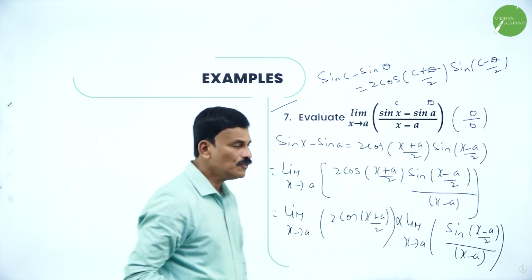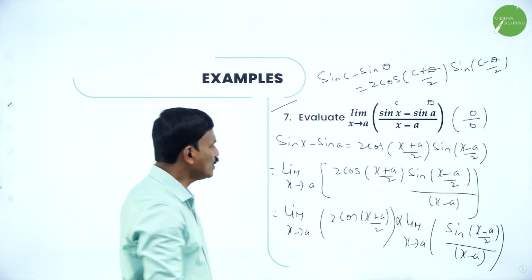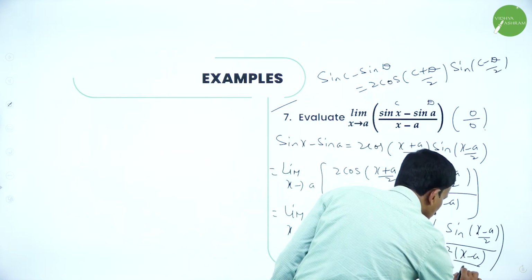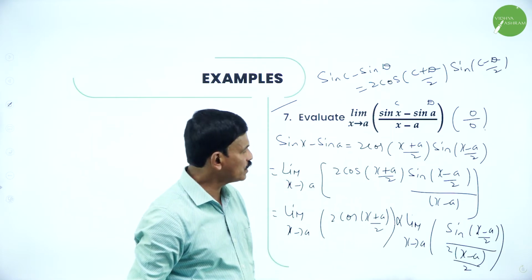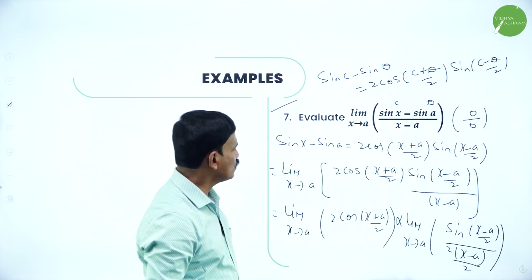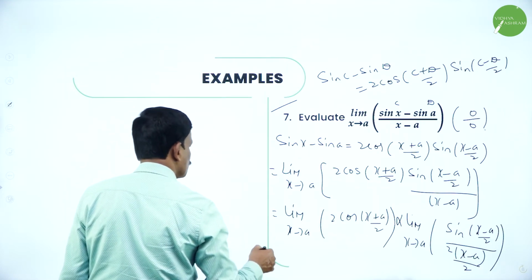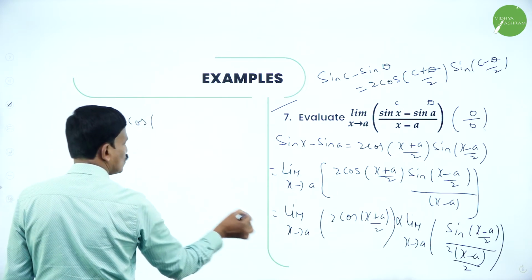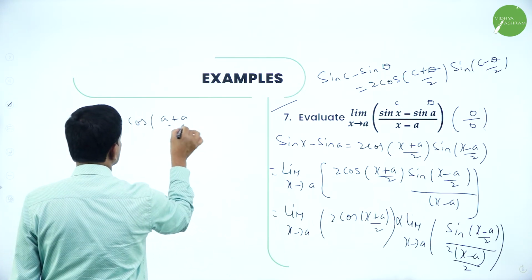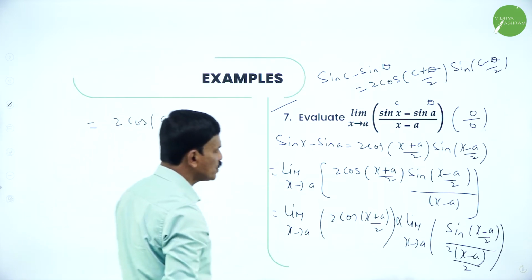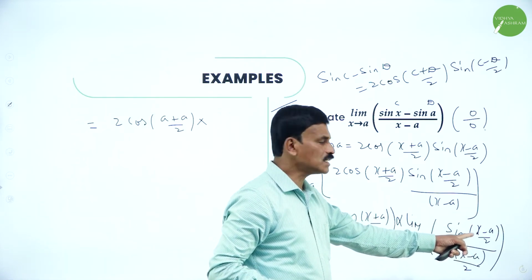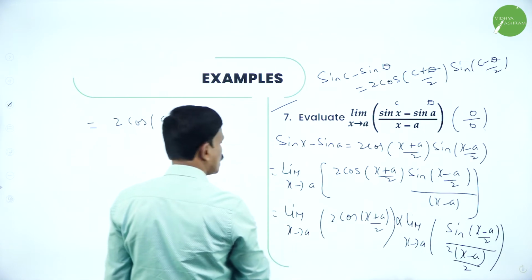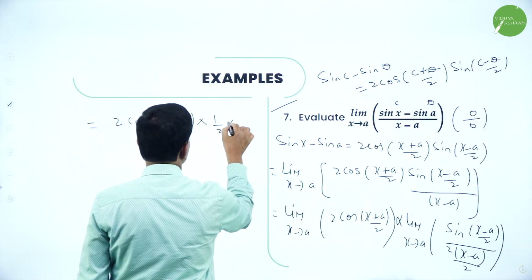Now this you can straight away apply the limit, convert this into the form sin theta by theta. First let us multiply and divide the denominator by 2. If you multiply and divide the denominator by 2, you will get sin of (x minus a) by 2 divided by 2 times (x minus a) by 2. So apply the limit for the first and second term, 2 into, if x is equal to a, cos of (a plus a) divided by 2 into, if you observe carefully, limit x tends to a of sin of (x minus a) by 2 divided by (x minus a) by 2 is of the form sin theta by theta. So that is nothing but 1 by 2 into 1.